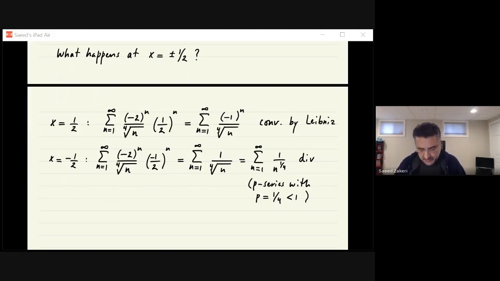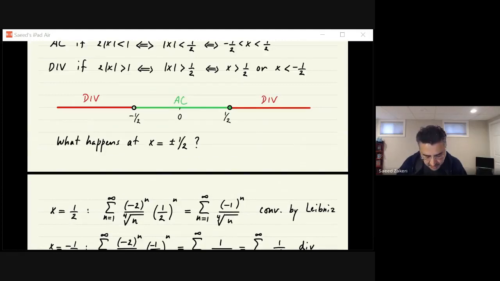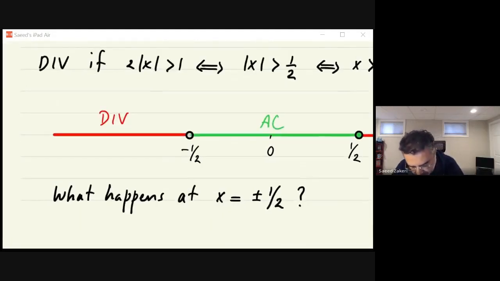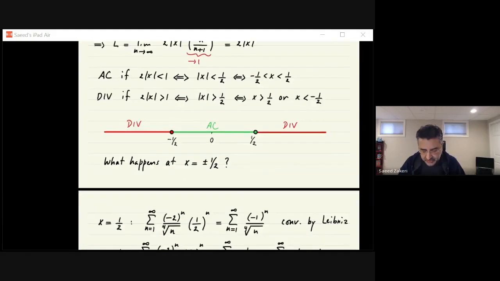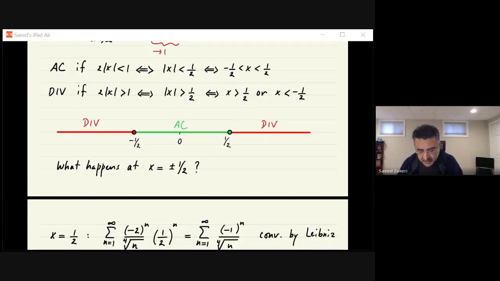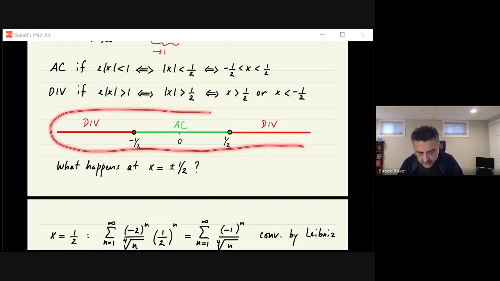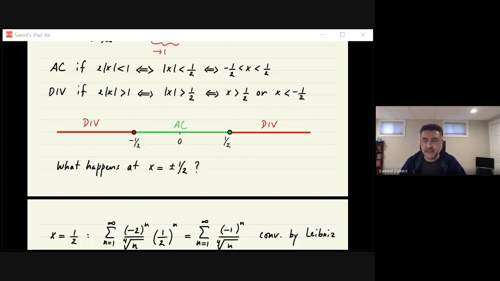So that means I can go back, and in my investigation on this diagram, I can paint this red, because at negative 1/2 it's divergent. So this is a full picture. This is a full picture of what happens to this infinite series at every point x along the real axis. Green means convergence, and red means divergence.